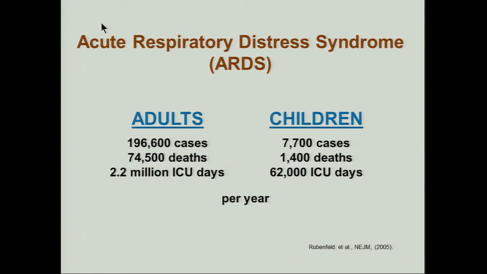They in fact see almost 200,000 cases of ARDS a year, which in the adult ICU accounts for almost 75,000 deaths per year. And that translates into over 2 million ICU days in the adult population. In pediatrics, we see almost 8,000 cases a year, which accounts for about 1,500 deaths in children. And for us, that translates into over 60,000 ICU days. You can see down there in the corner, the reference from the New England Journal of Medicine is 2005. These numbers have actually not changed in the last 10 years, and that's obviously a big problem for us.